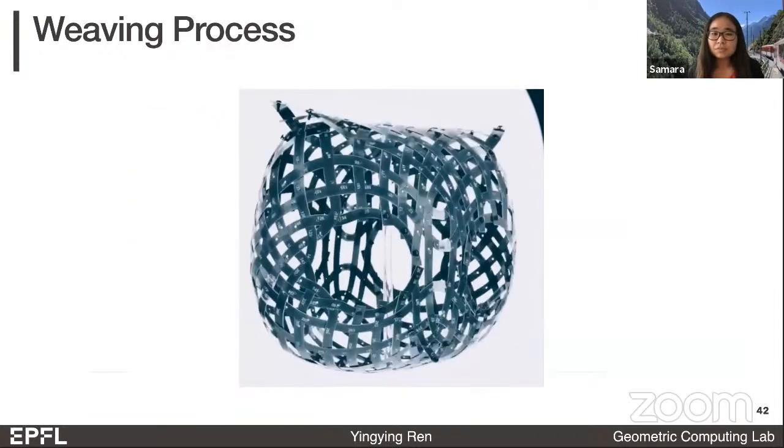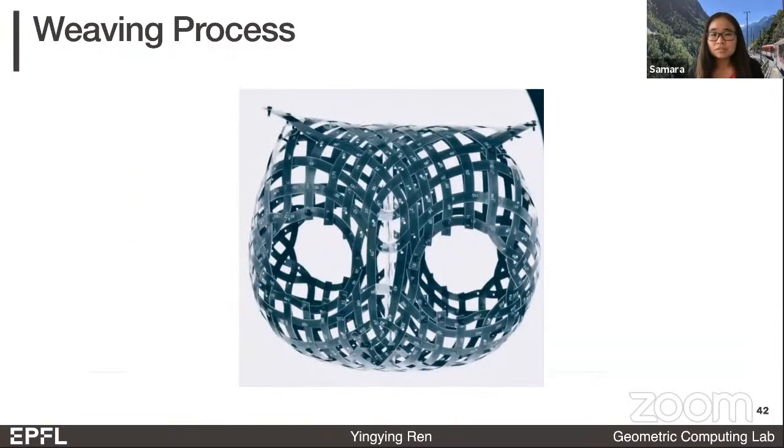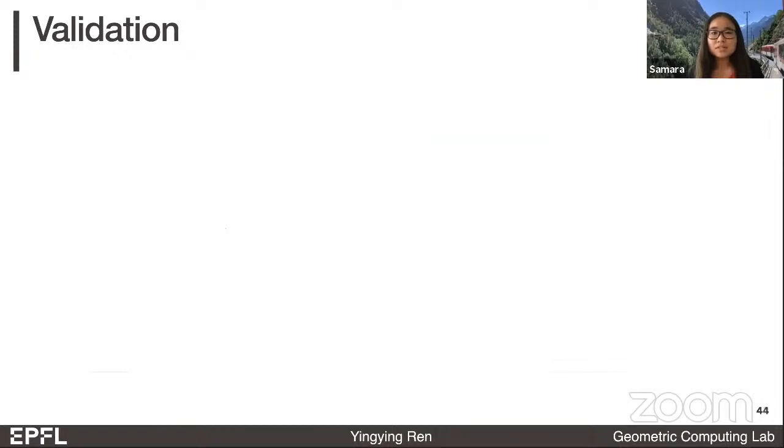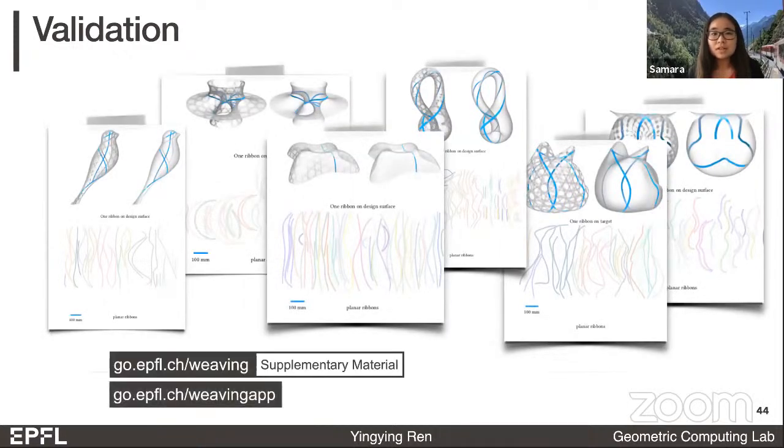Once the weaving is done, we only need the pins at the boundary crossings. We adopted the good habits of our colleagues in mechanical engineering and systematically validated our inverse design method by scanning and reconstructing the physical models. If you're interested in building some of these models yourself, you can also find the laser cutting files for the 11 physical models we fabricated in our supplementary material.